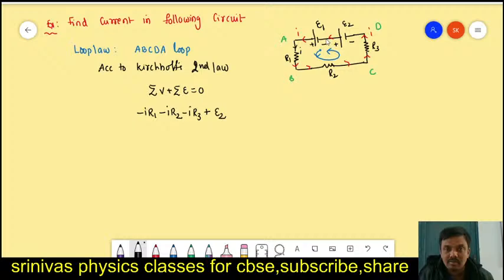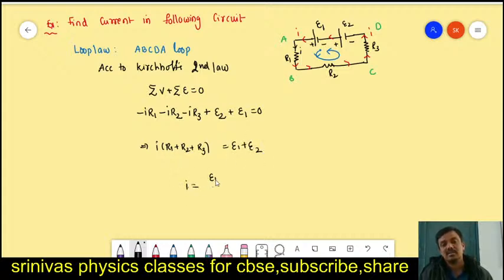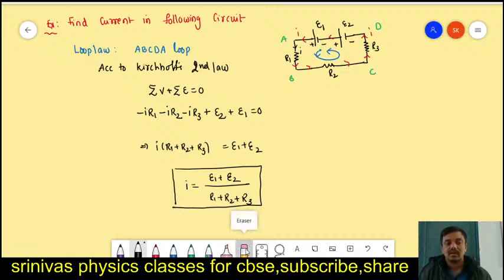Then next, here one more cell occurs. That is a negative to positive you are going, again you have to take plus, that is plus E1. Then you simplify this. That is I of R1 plus R2 plus R3 is equal to E1 plus E2. Then we will get I is equal to E1 plus E2 by R1 plus R2 plus R3. Like this we have to find out the current in a complex circuit based on Kirchhoff's second law. Right? Students, is it clear?